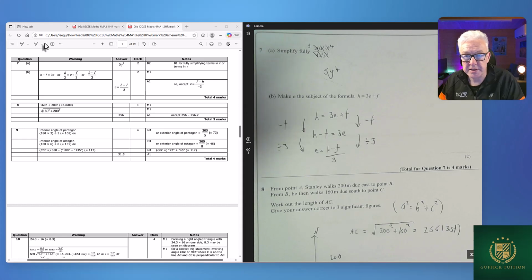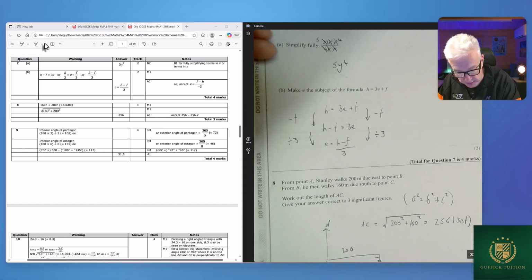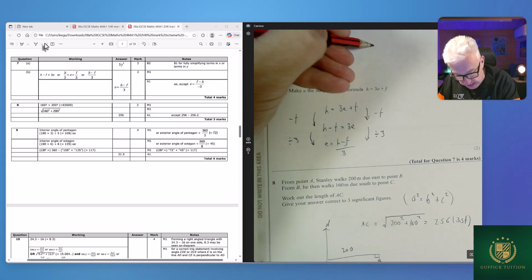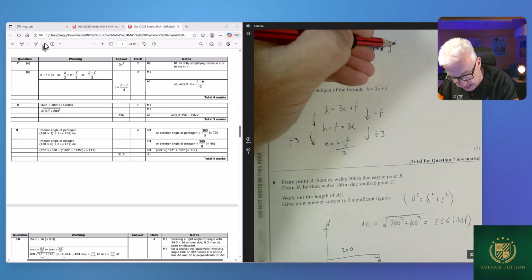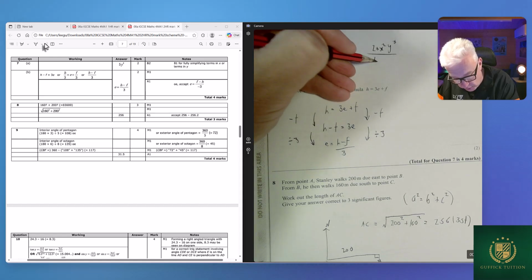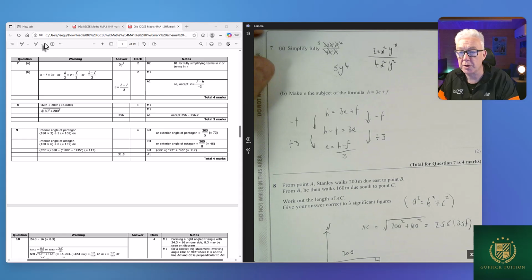So question 7 says simplify fully. Oh my goodness, we can barely see what it is. Let's have a look. I think what we had to simplify fully was 20x squared y to the 6 all over 4 x squared y squared. Okay, there we go. That's what it was.